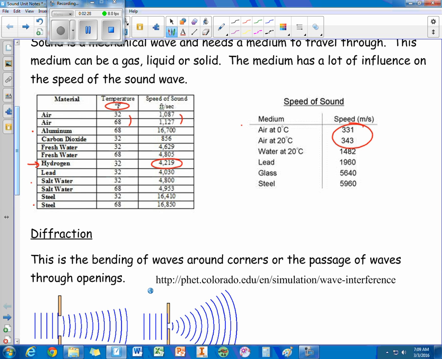All right, so what affects the speed of sound? Well, we have temperature and mass of the particles. As temperature goes up, so does the speed of sound. As the mass of the particles goes down, the speed of sound increases.